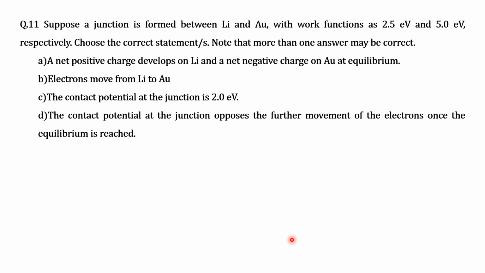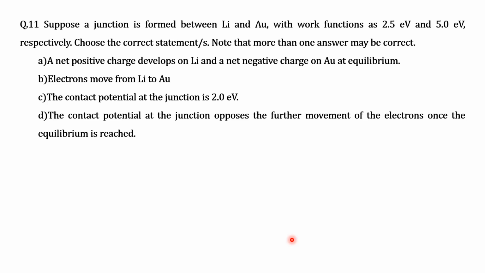Suppose a junction is formed between lithium and Au. The work functions are 2.5 electron volt and 5 electron volt respectively. Choose the correct statements. Please note that more than one answer might be correct. This is a rather direct question. So basically, a metal junction is formed between lithium and Au, and work functions are given as 2.5 and 5 electron volt. So what happens?